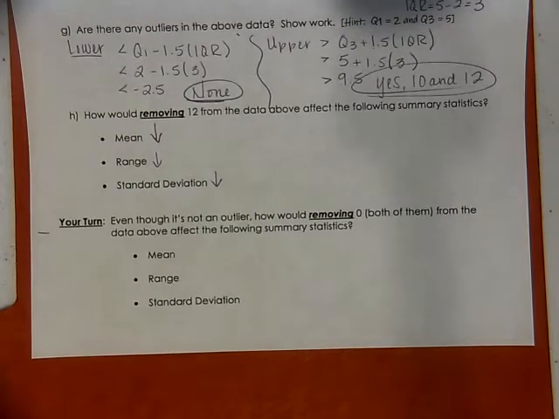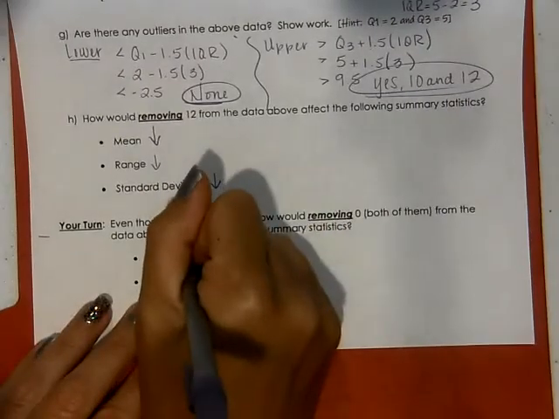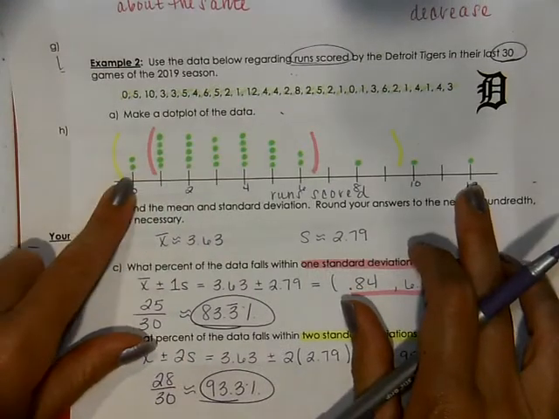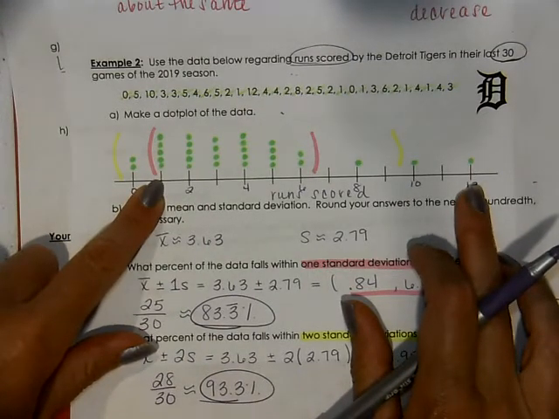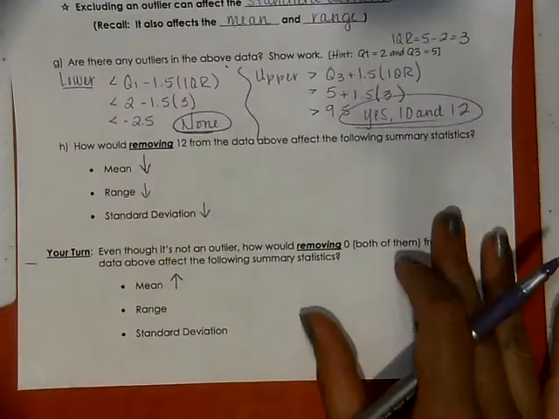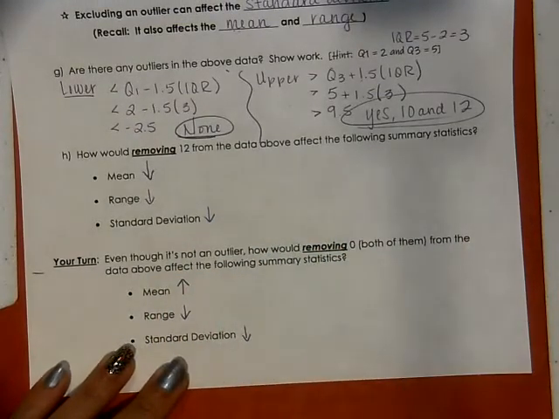So now, even though it's not an outlier, how would removing both of the zeros, so their worst offensive performance, affect the following statistics? Well, if I take away your two lowest quiz and test scores, what's going to happen to your mean? Well, it's certainly going to go up. What's going to happen to your range? So now your minimum is no longer 0. Your minimum is going to be 1. So your data became closer together, right? Because your data now goes from here to here rather than from here to here. So your data is closer together, which means your range will go down and your standard deviation will also go down.